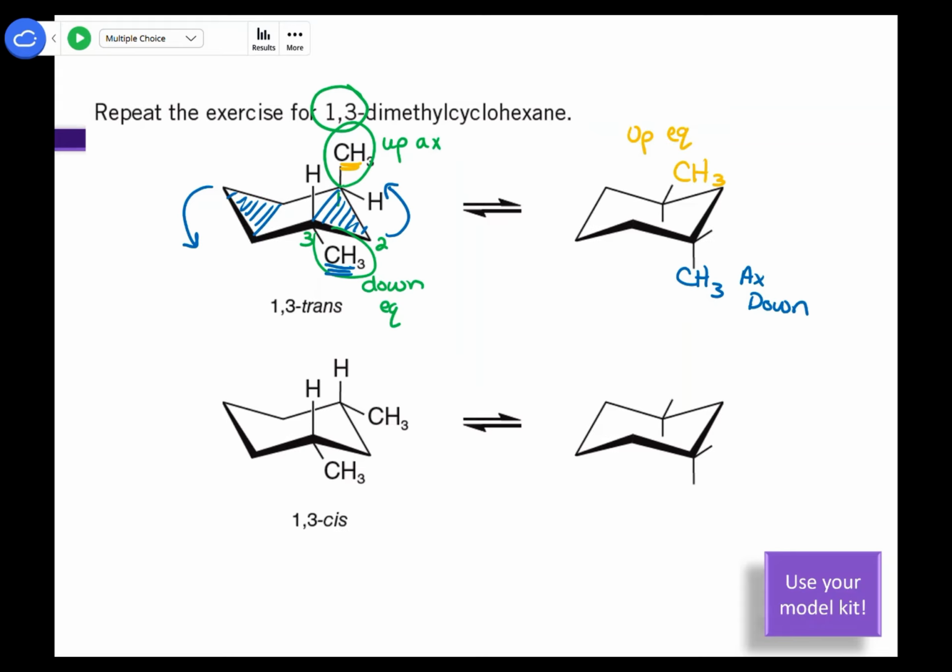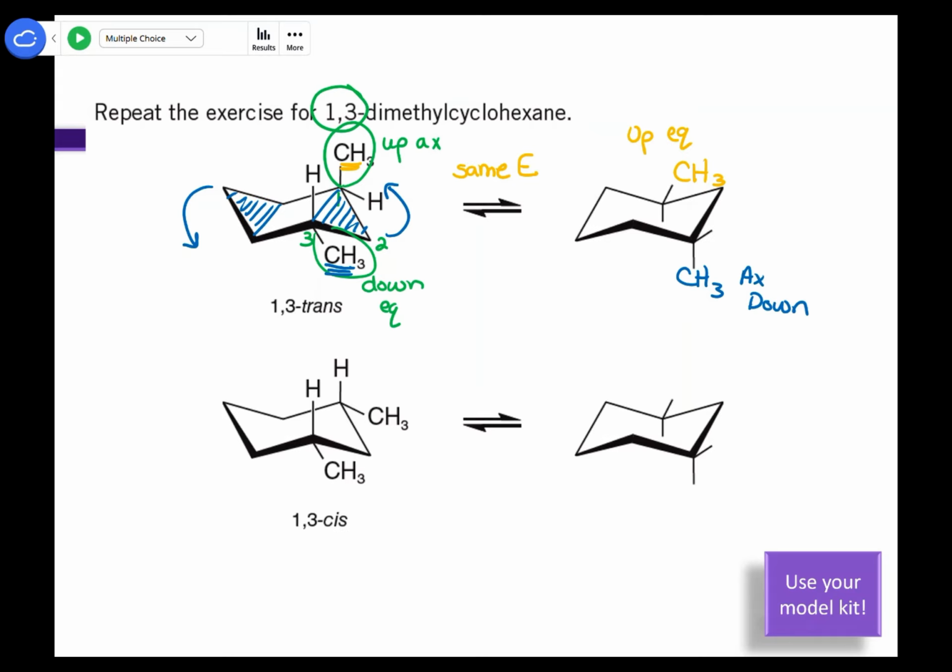So then I have to decide, well, which one is more stable? I have an axial and an equatorial, and an axial and an equatorial for my two big substituents. So we can see that they must have the same energy. I'm going to squish mine down. I have an up and a down. That tells me it's a trans.